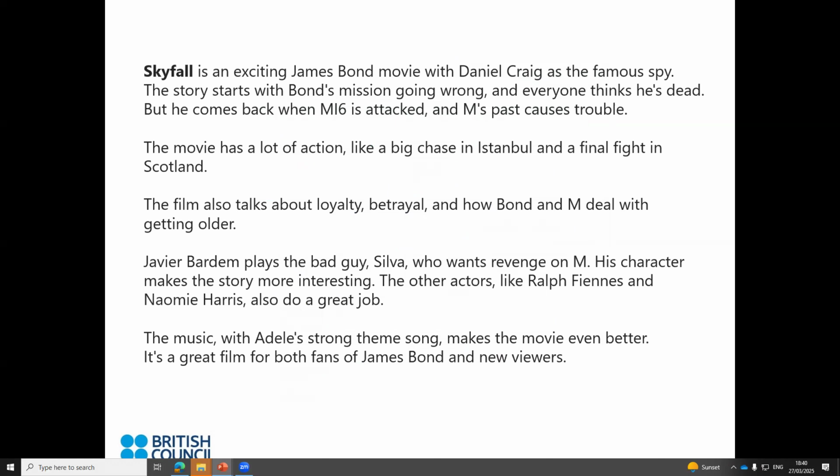So, Skyfall is an exciting James Bond movie with Daniel Craig as the famous spy. The story starts with Bond's mission going wrong, and everyone thinks he's dead. But he comes back when MI6 is attacked and M's past causes trouble. I'll let you just have a minute or two now just to finish off reading the review.